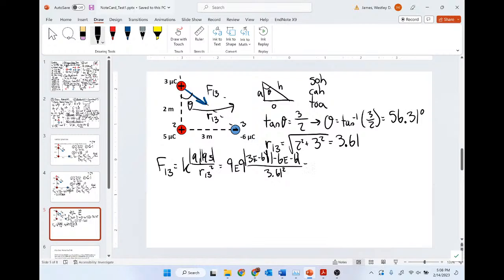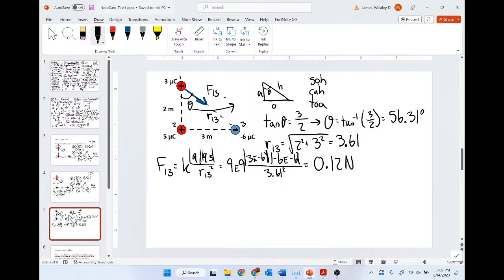3.61 squared, this is a number. 9E9 times 3e to the minus 6. I'm saying it out loud so I don't make a mistake when I plug it in. 9E9 times 3e to the minus 6 times 6e to the minus 6 divided by 3.61 squared. Don't forget the squared. Double check that what I plugged in is what's on there. It is 0.12 newtons. All right.